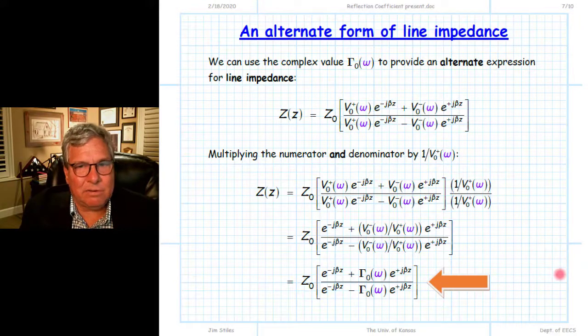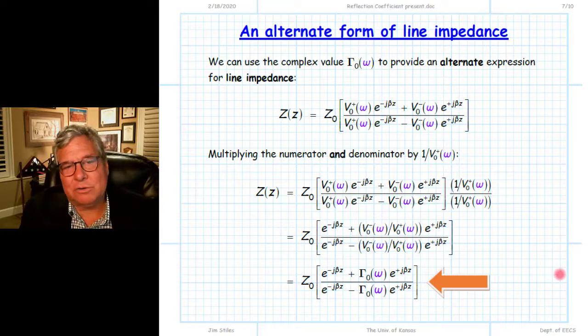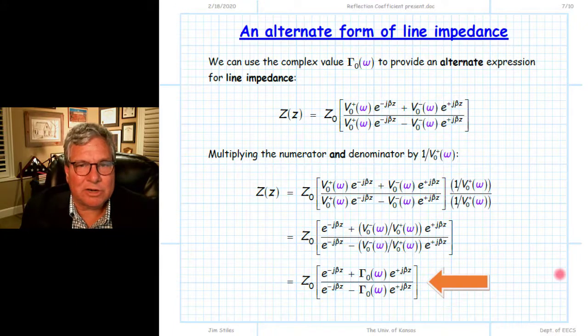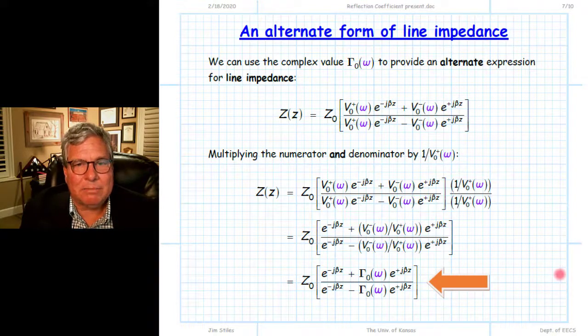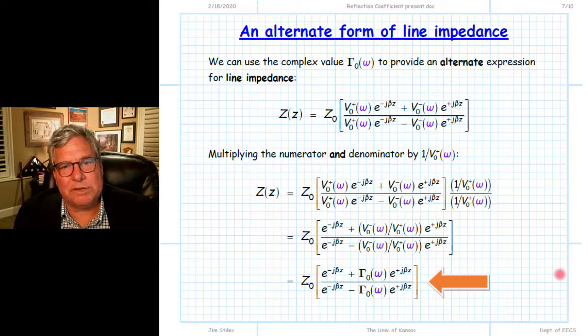And this idea of going between impedance and reflection coefficient and back again is a very important transformation of microwave engineering. It leads to a tool that we call the Smith chart, and that's what the Smith chart essentially is doing: transformations from line impedance to reflection coefficient and back again. We won't talk about Smith charts in this class, but it is sort of an iconic tool in microwave engineering, and it takes advantage of this duality between line impedance and reflection coefficient.